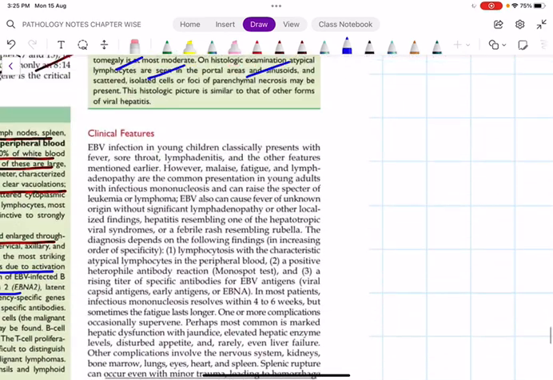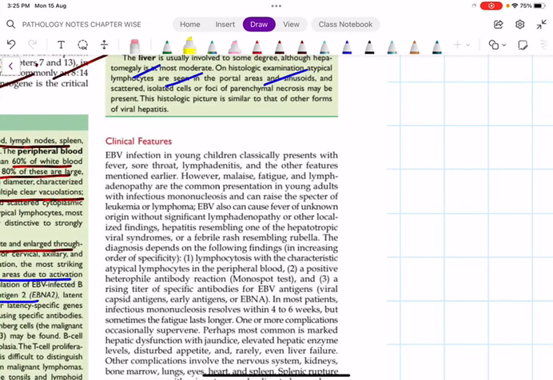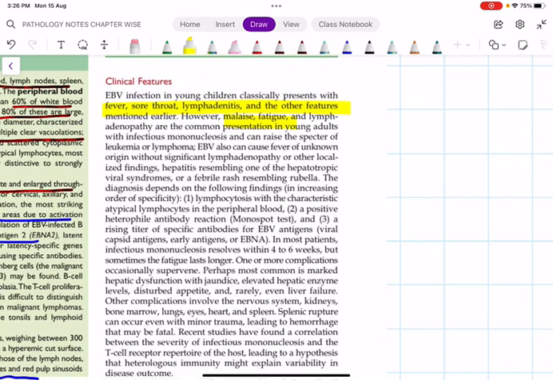Fine. Then clinical features, I have already told you: infectious mononucleosis-like features. Fever, sore throat, lymphadenitis, malaise, lymphadenopathy, then fatigue. We may even think that the patient is having leukemia or lymphoma. The symptoms will be almost like that. And the diagnosis: you may get hepatitis, I have already told you. Then febrile rash, there will be lymphocytosis.